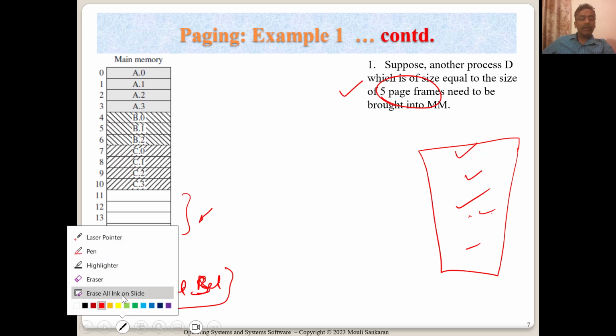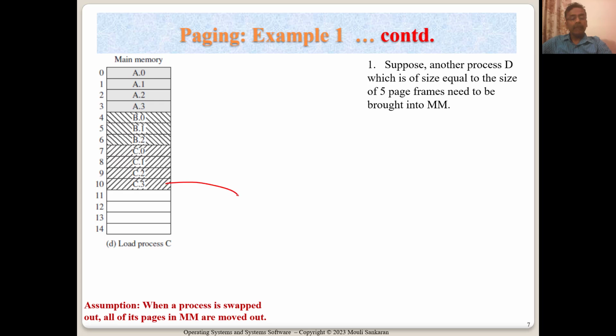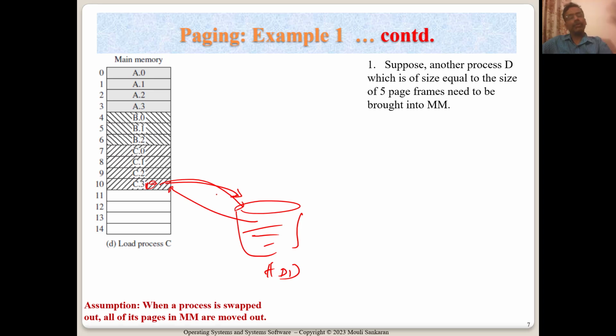Now how is it possible to do that? We cannot do it now because we have only 4 frames available. We need to move something out. That's what I said, that we have to clear some area by moving it into the hard disk. You move it to the hard disk so that whatever changes are done are also copied there, so that when it comes back, this process can continue running from where it left off.